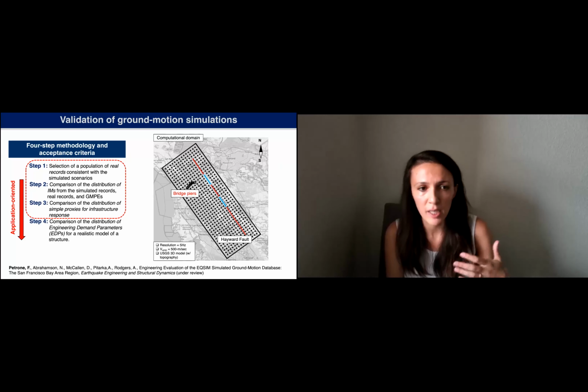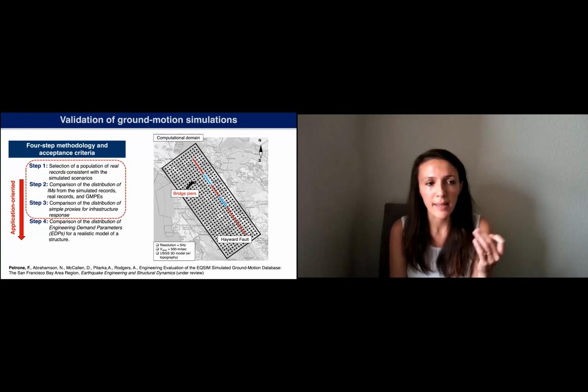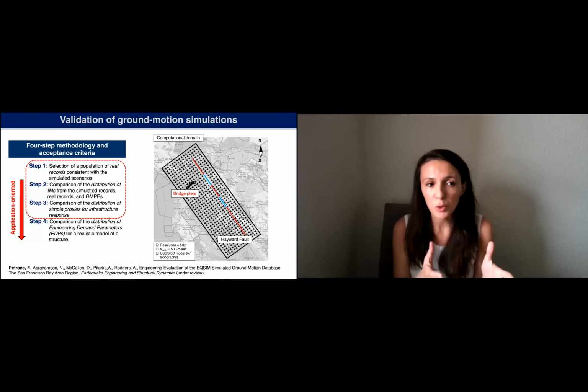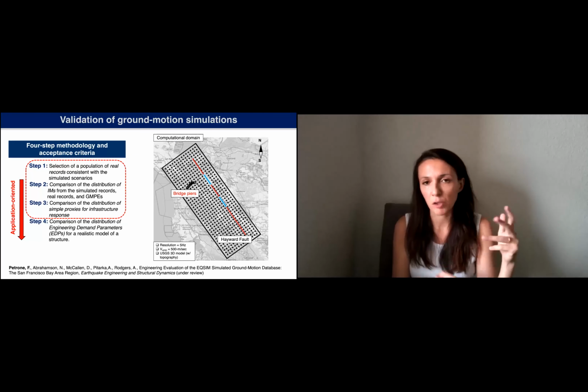So this methodology counts four separate steps. Step one corresponds to the selection of a population of real records consistent with the simulated scenarios. Then steps two through four, where we move towards what we call a more application-oriented type of analysis. In step two, we compare the distribution of intensity measures for simulated records, real records, and ground motion models when applicable. In step three, we compare the distribution of simple proxies for infrastructure response. And in step four, we compare the distribution of engineering demand parameters for a realistic model of a structure. Today I'm going to focus on the first three steps only.